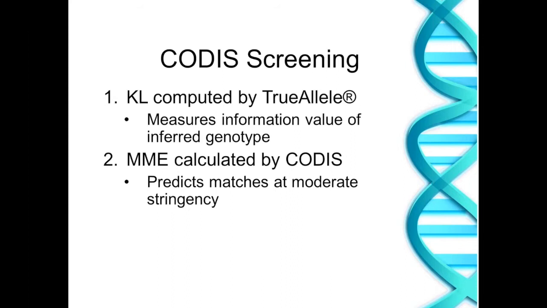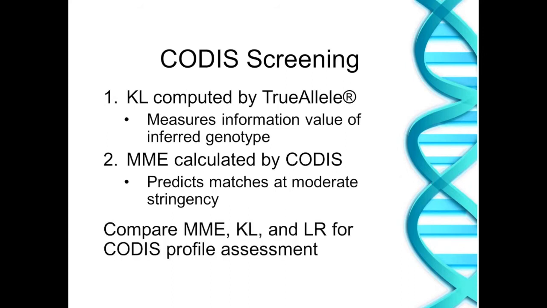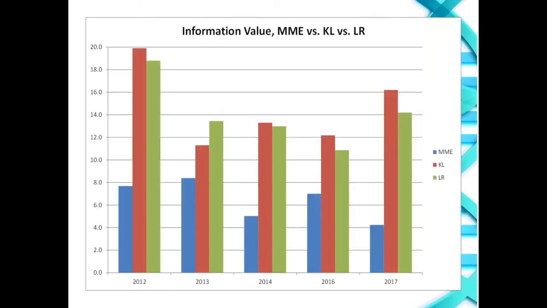So we decided, well, let's compare the MME, the KL, and the likelihood ratio for CODIS profile assessment and see what we get. This is a graph for the results of the 5 CODIS profiles that I have just discussed in the last few slides. The first column in blue is the MME in log scale, so 10 to the 6th, 10 to the 7th, 10 to the 8th, and so on. The middle column in red shows the KL from true allele, and the green column on the right shows the likelihood ratio in a log scale.